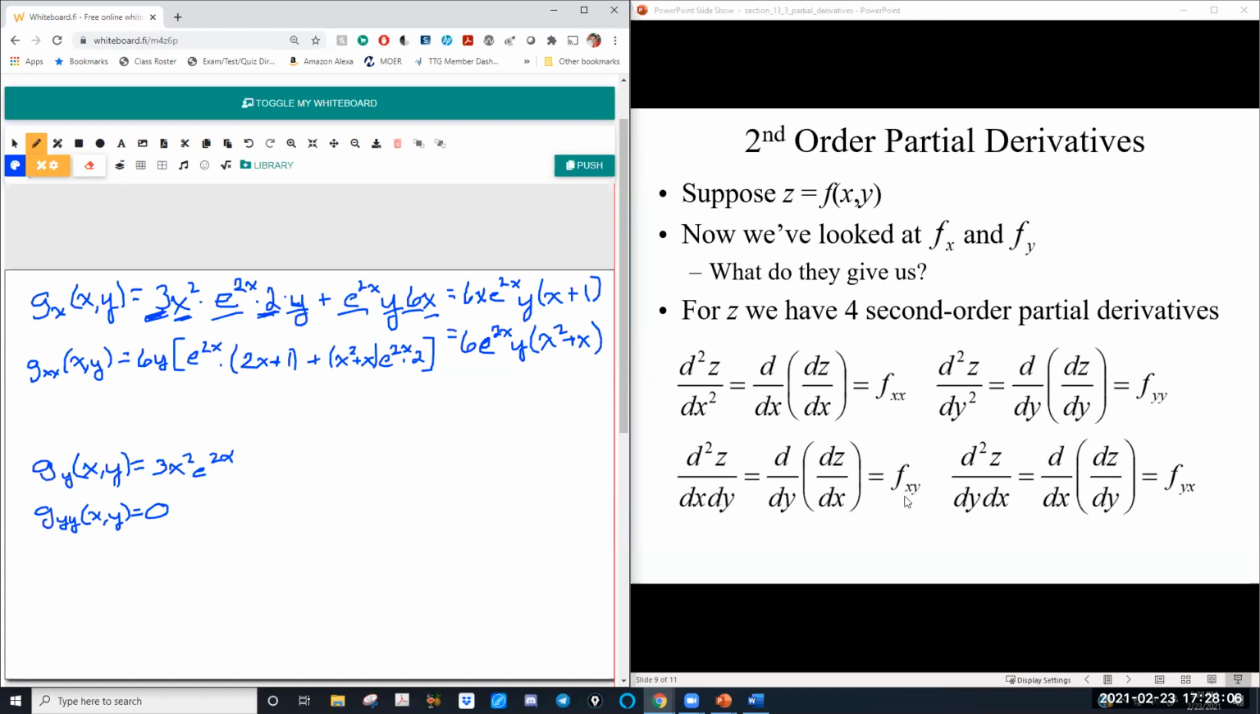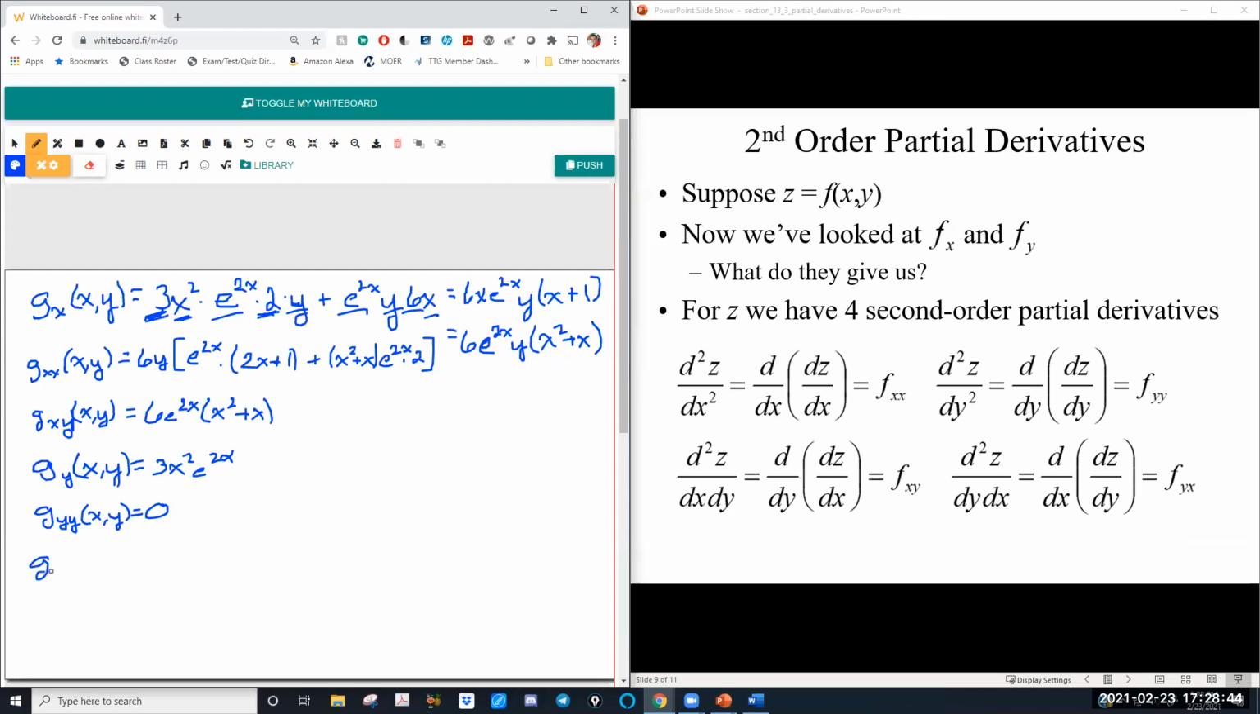Now we have what are called mixed order partials. So we have g sub xy. That's the derivative of g sub x, but this time with respect to y. So I go back up to here, and I need to do the derivative of this guy with respect to y. There's only the one y in here. Everything else is a constant. The derivative of y is 1. So I actually just get left with 6e to the 2x times x squared plus x.